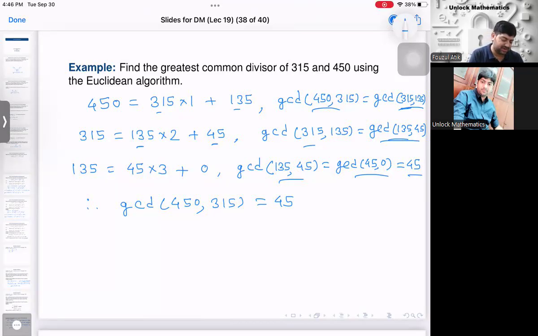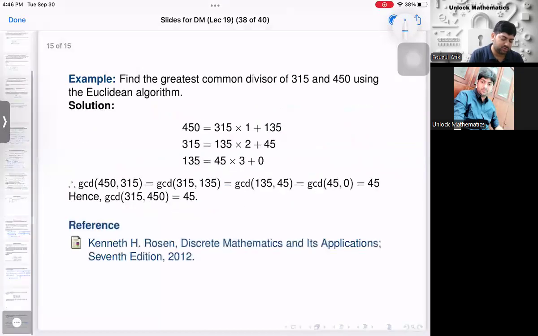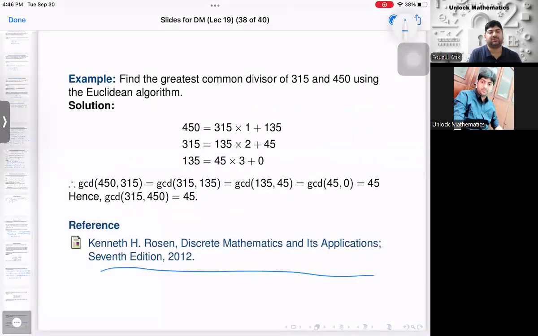All the content I have taken from this book only: Kenneth H. Rosen, Discrete Mathematics and Its Applications.